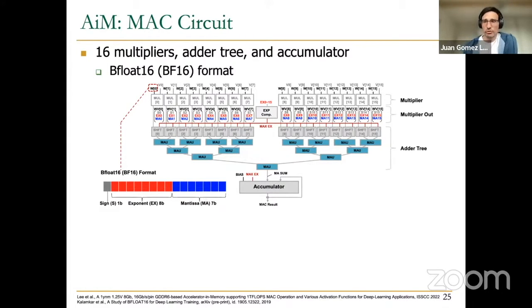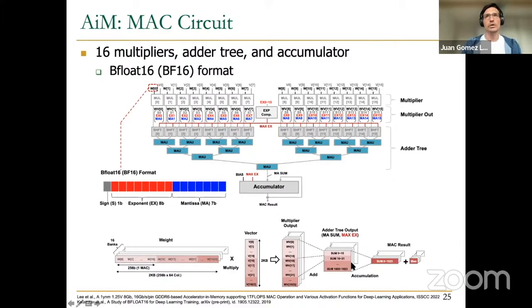This BF16 format, as you probably know, is very much used recently in neural networks and machine learning, because it provides a larger range than the classic IEEE 754 FP16, and it has been proven to be very efficient for deep learning training. So here is how these multipliers perform the multiplication, weights times the vector, and these are the output of the multiplier.